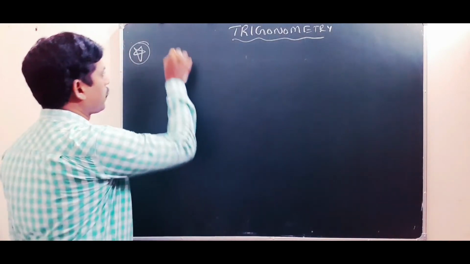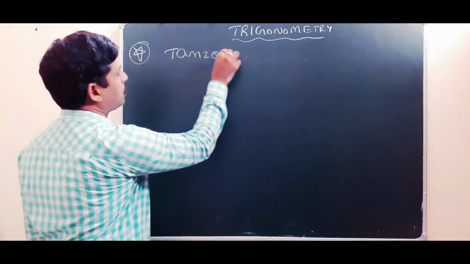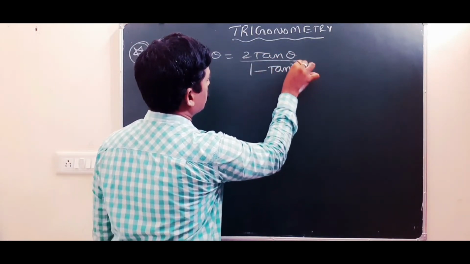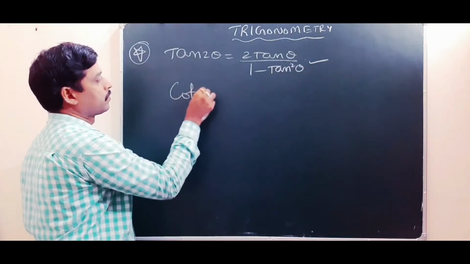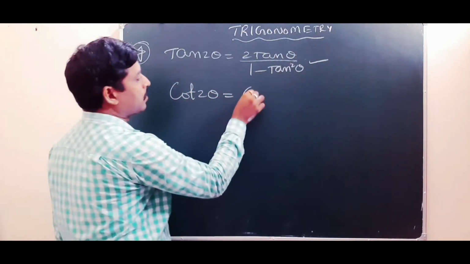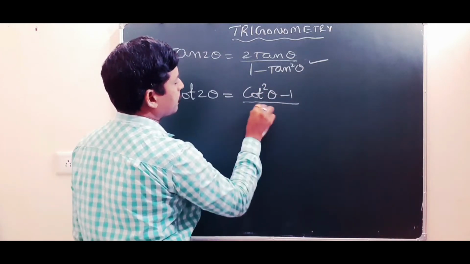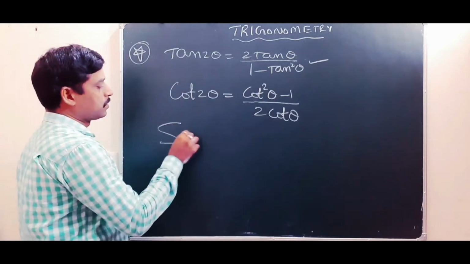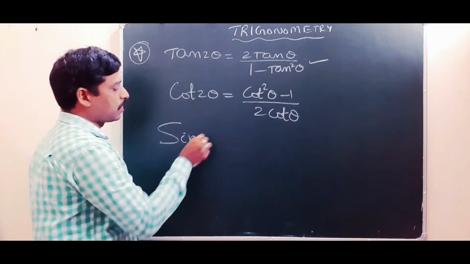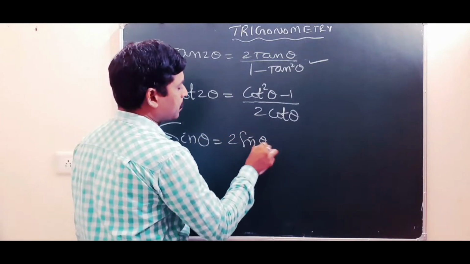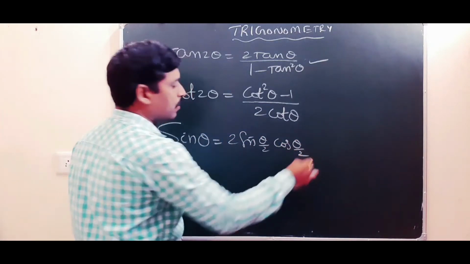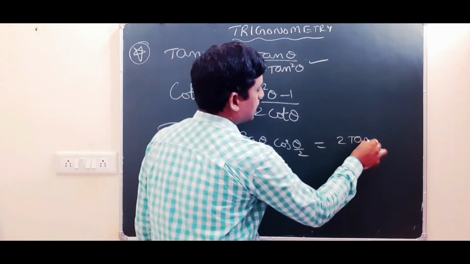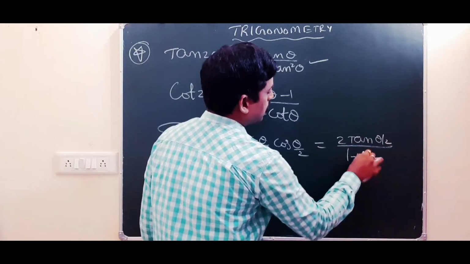Okay. Now explain tan 2 theta. Tan 2 theta is equal to 2 tan theta by 1 minus tan square theta, and cot 2 theta. Cot 2 theta formula is cot square theta minus 1 by 2 cot theta. Okay. So similarly sin theta. Sin 2 theta is 2 sin theta cos theta. Sin theta is 2 sin theta by 2 cos theta by 2. Half angle formula. Next, sin theta in terms of tangent: 2 tan theta by 2 by 1 plus tan square theta by 2.